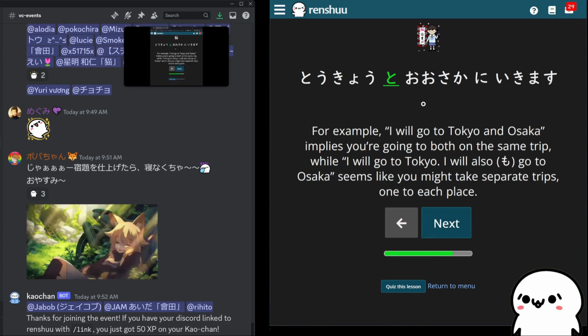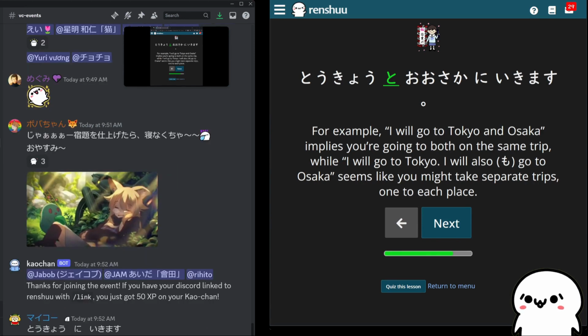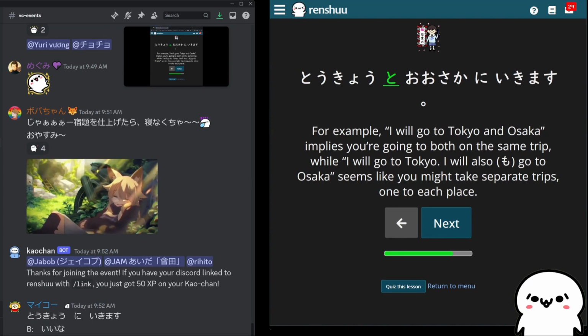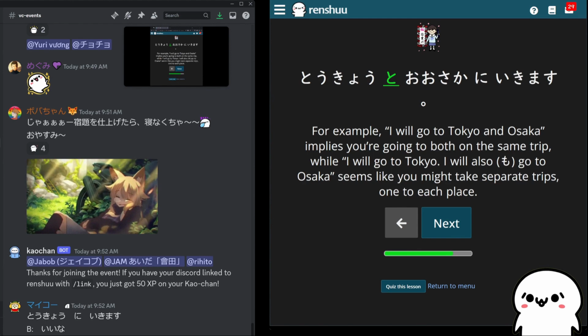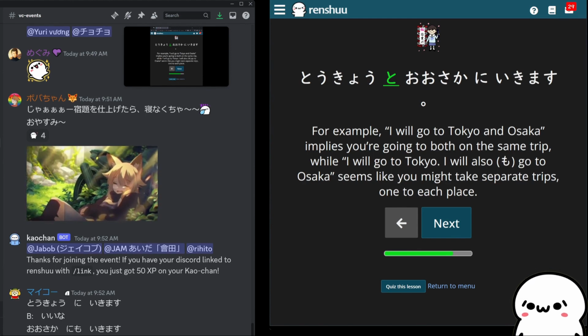So let me give you an example. Let's say I'm talking about my trip to Japan with someone, and I say, "Tokyo ni ikimasu." And the other person, let's call them B, they say, "Wow, ii na," that sounds nice, that's great. And then I follow up with, I'm also going to Osaka. This would be a common way of using "mo."